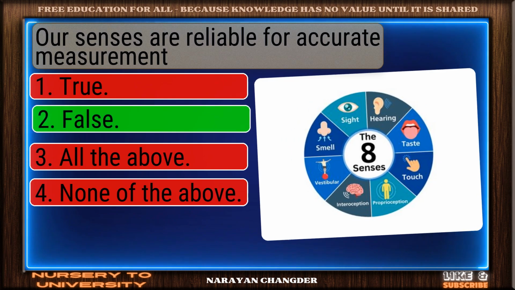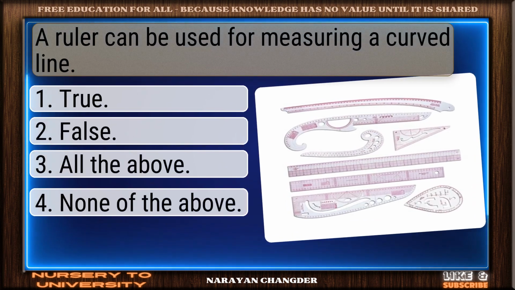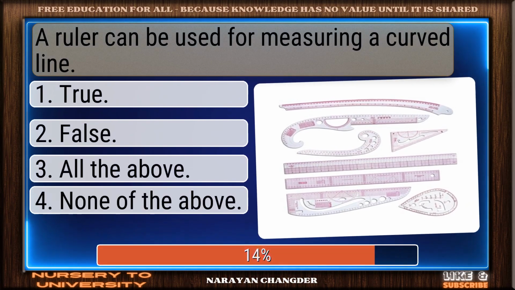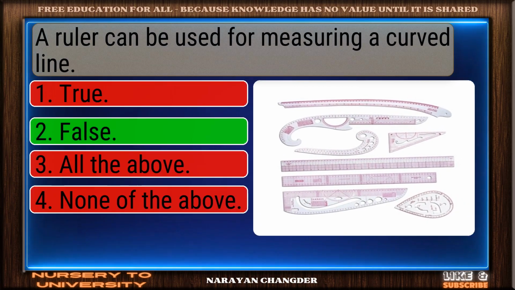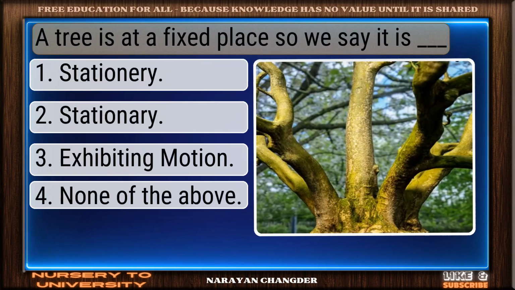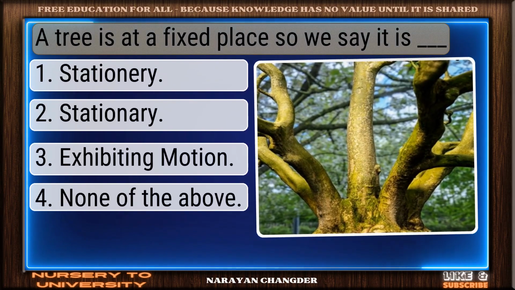Bravo, false is the answer. A ruler can be used for measuring a curved line. Well reasoned. False is the correct choice. A tree is at a fixed place, so we say it is dash.